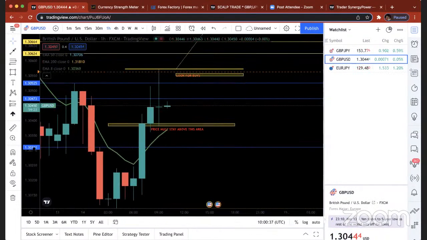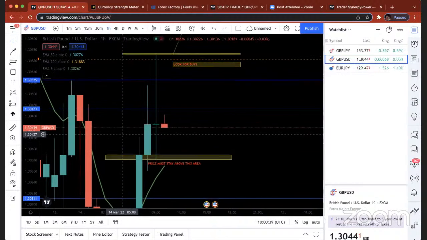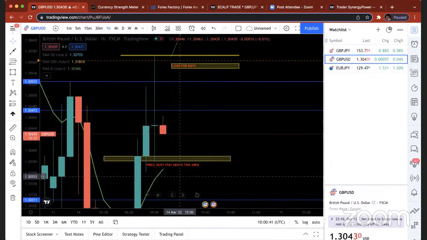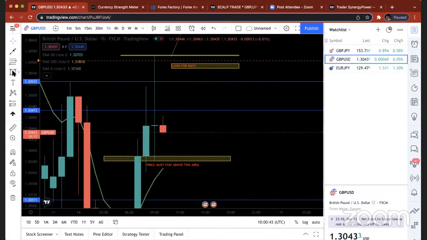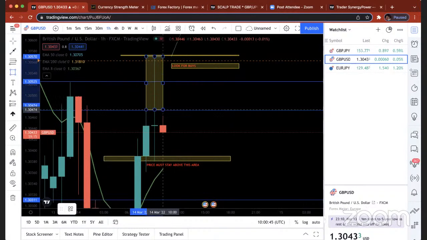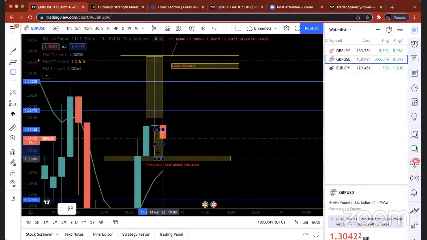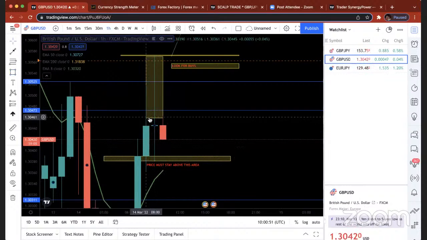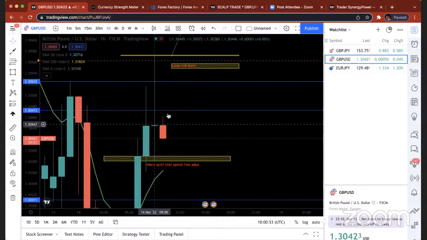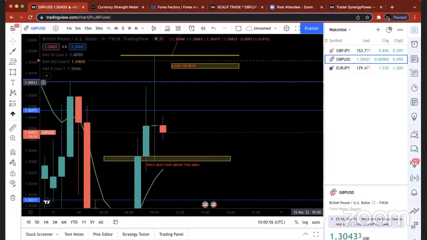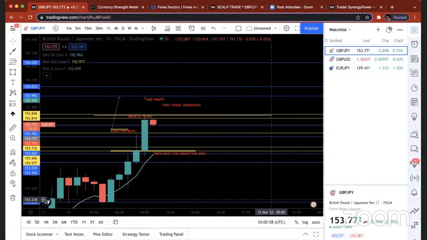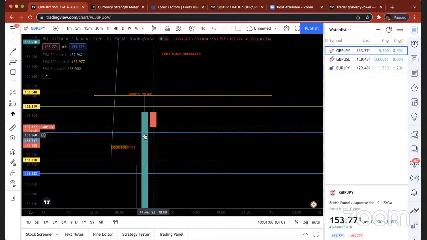Look at GU, super indecisive candle. It bounced off this yellow zone that I said price must stay above. The only problem is that it left a wick at the top and it left a wick at the bottom. Super small candle body in the middle. Ugly candle. This is an ugly GU candle. GJ, we're gonna see if it bounces off this 4 hour right here and continues up.